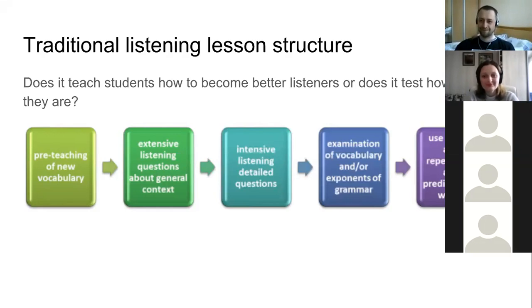But does the structure really teach our students how to become better listeners? Or does it just test how they can do it? Of course, it's far from the reality.